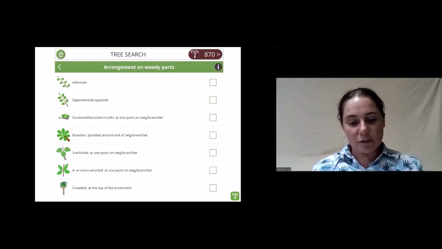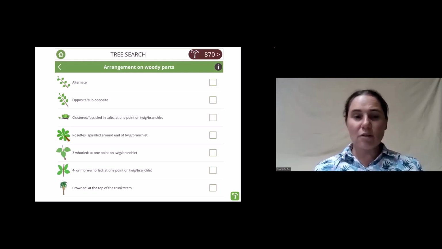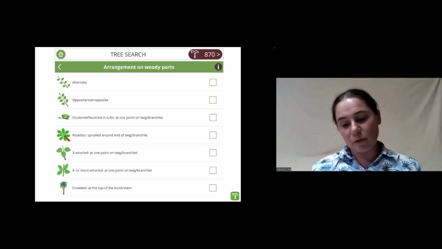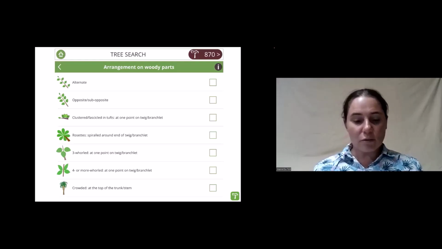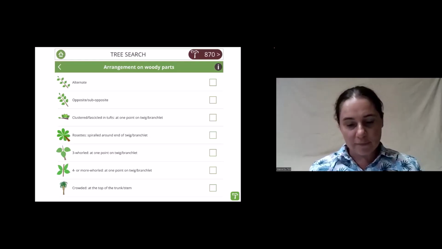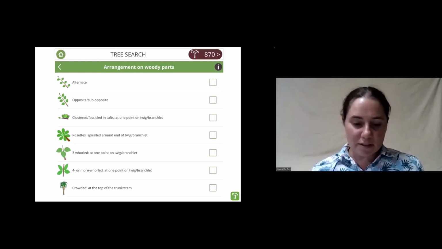And remember that your tree might be in more than one category. For example, alternate and rosettes might apply to your plant. And the app filter includes all species in all of the possible options. So if your tree can be alternate with whorls or with rosettes, then both of these options will be available. Okay, so now go to the next slide.